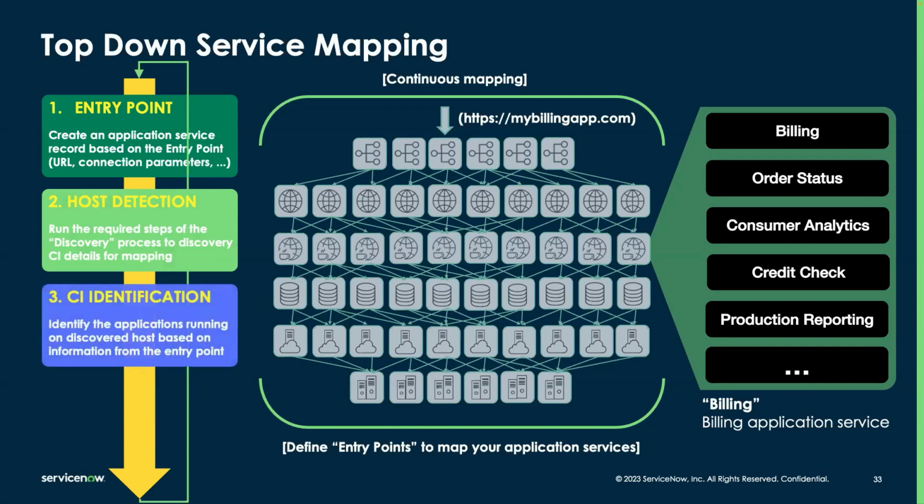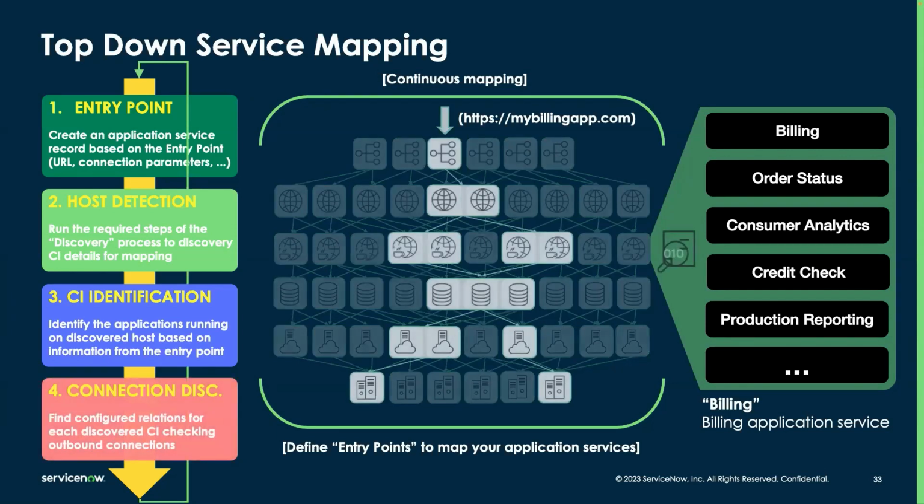Next part is CI identification, which is where we identify the applications that are running on the discovered host, based on the information from that entry point. And then we discover the additional details, and we look for configured relations, typically in configuration files, to determine what's the next host that I need to create a connection to. Oftentimes you have to build these connection points out yourself, which is why this method takes much longer than the other 2 methods I talked about.